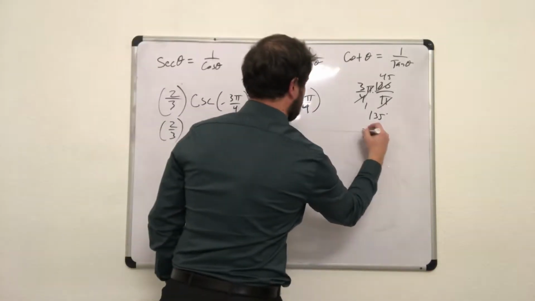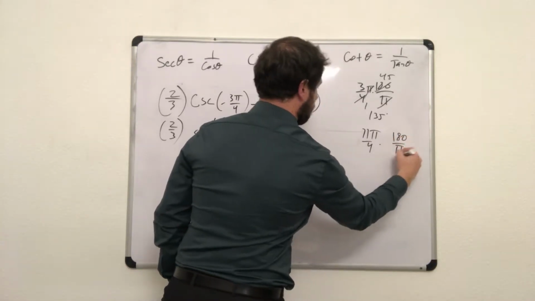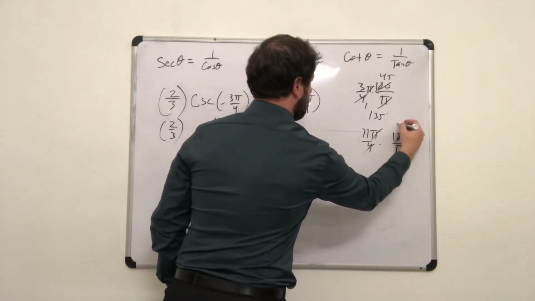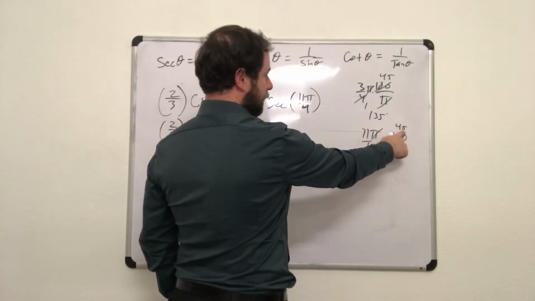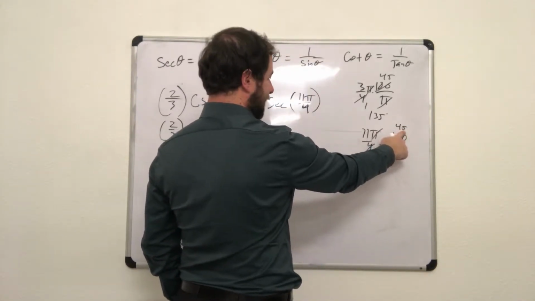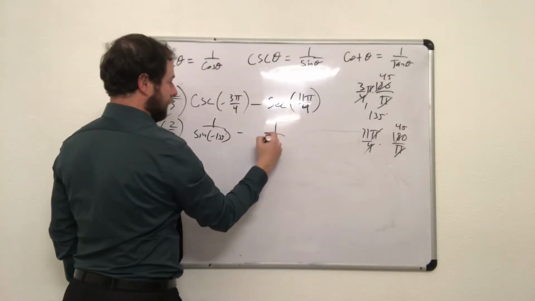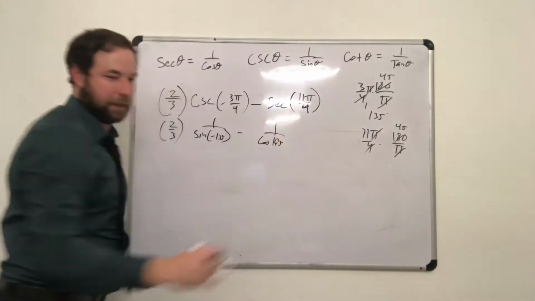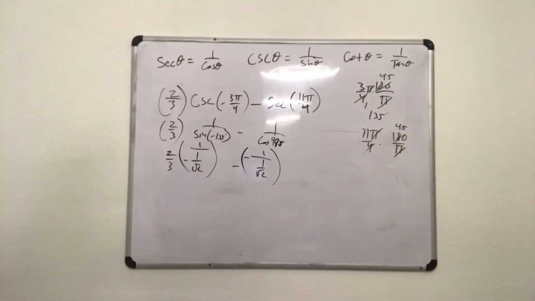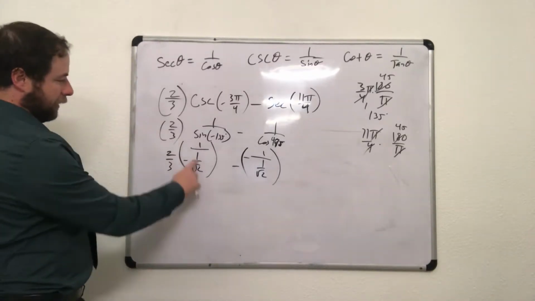Then you have 11 pi over 4 times 180 over pi. That will cancel. Same thing. You have 45. 10 would be 450. And then just add, so it'd be 495. So secant is 1 over cosine. So it's cosine 195.